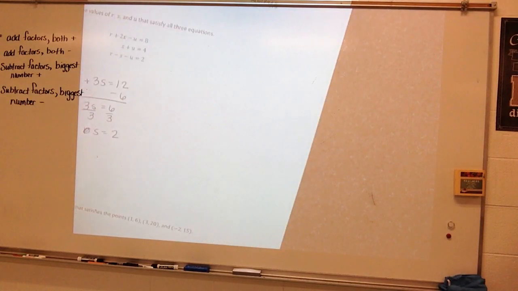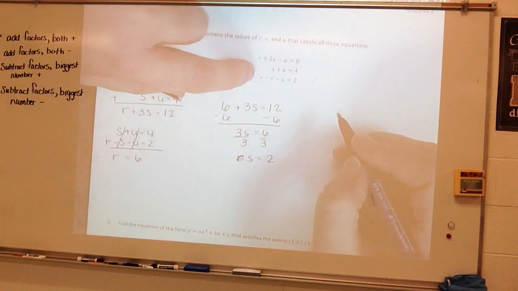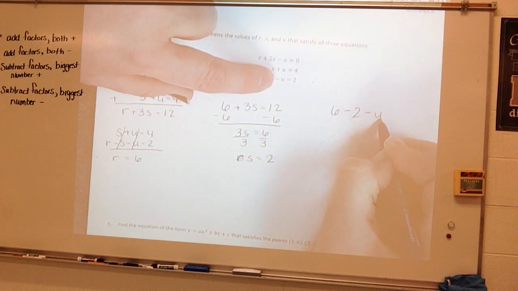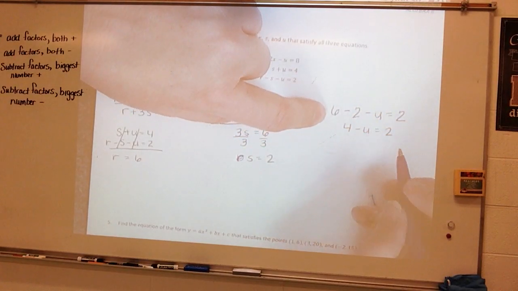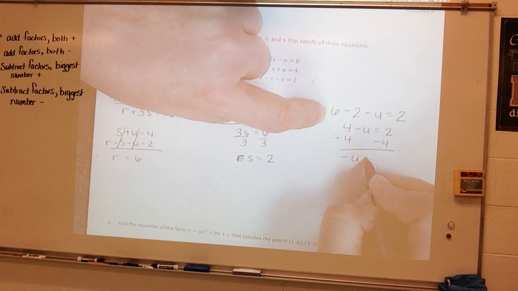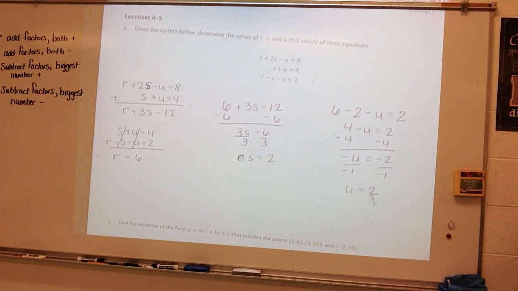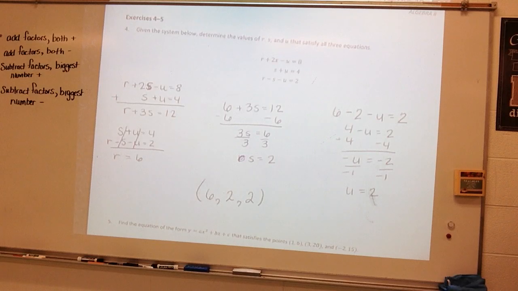So now I know what R is, I know what S is. I can plug in. So R is 6 minus 2 minus U is equal to 2. So 4 minus U is equal to 2. Subtract 4. Negative U is equal to negative 2. Divide by negative 1. U is equal to 2. Alright, so I can write these with my R, my S, and my U.